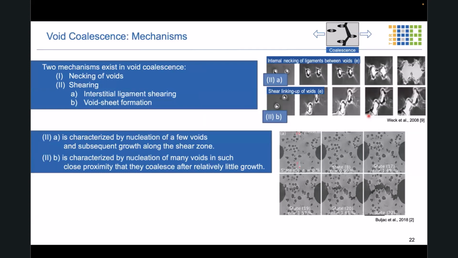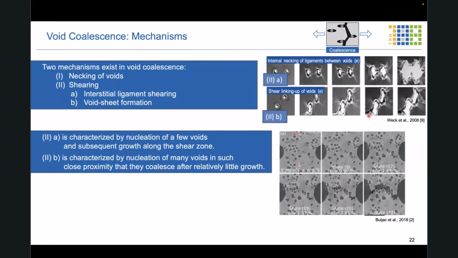Now we run into the mechanisms of void coalescence. Usually it is reported that at least two mechanisms exist in the void coalescence phase: on the one hand the necking of voids, and on the other hand the shearing, which could either be the interstitial ligament shearing or, number 2B, the void sheet formation.